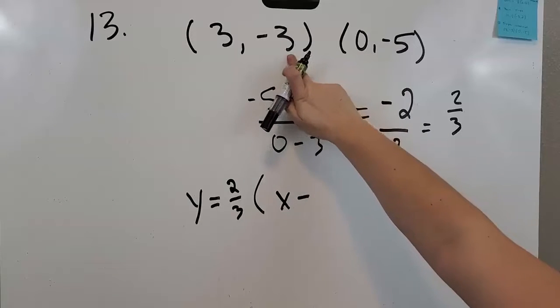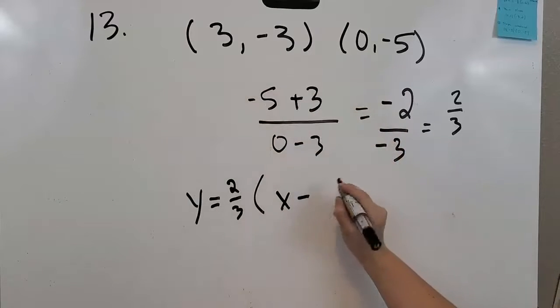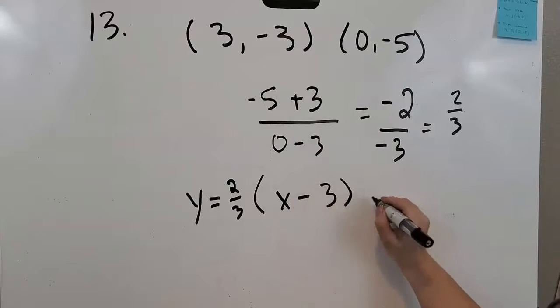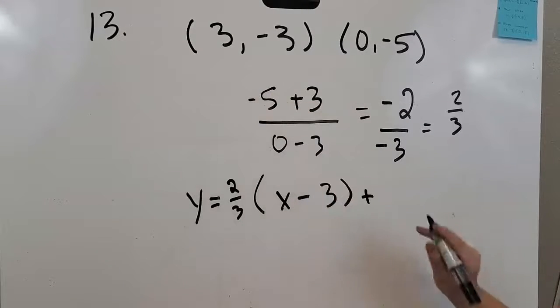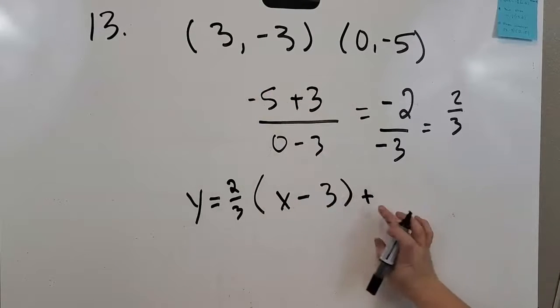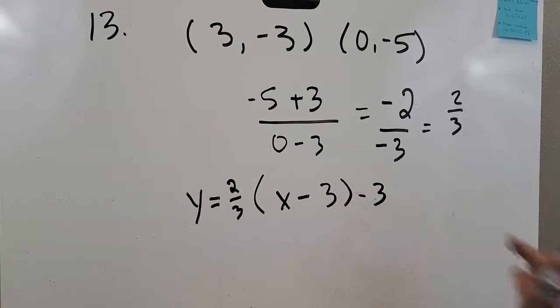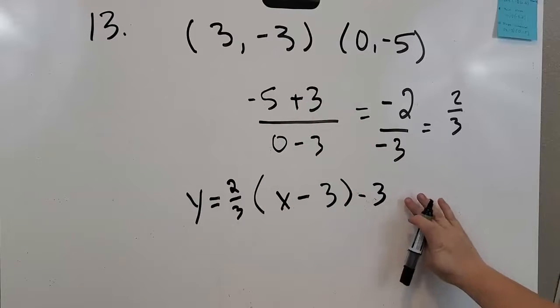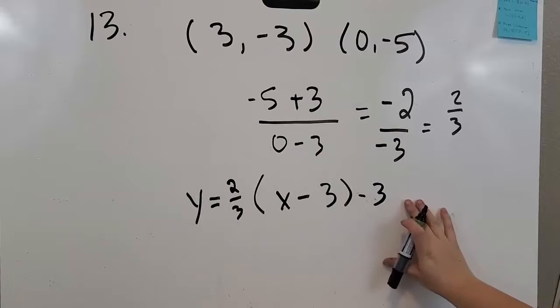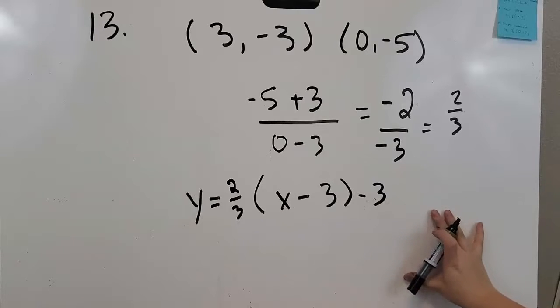I'm going to use this first one. So that gives me minus 3. And then plus y1. Well, that's plus negative 3, which would be the same thing as minus 3. Here's our line in point slope form. The answer is correct whether you use the first point or the second point. This is not what our problem asked us for. Our problem asked us to write it in slope intercept form.